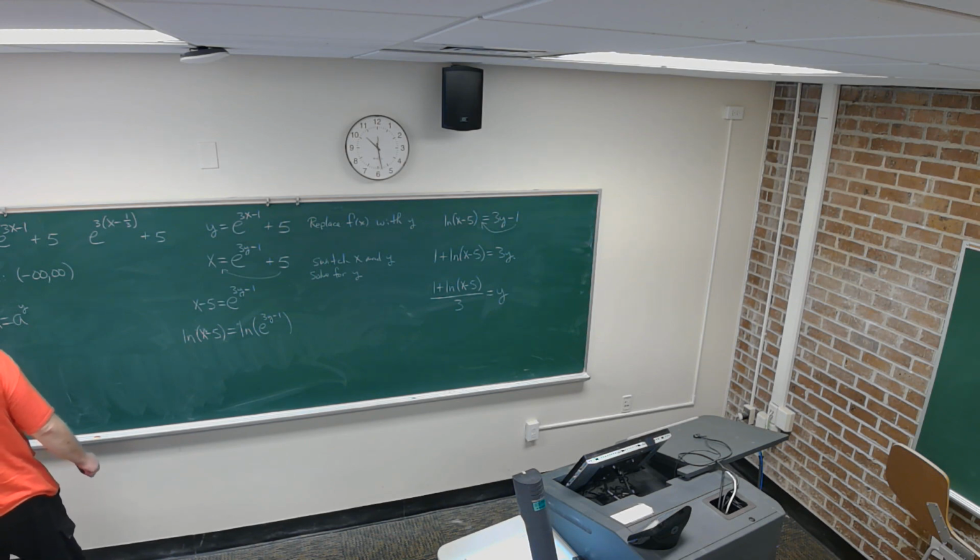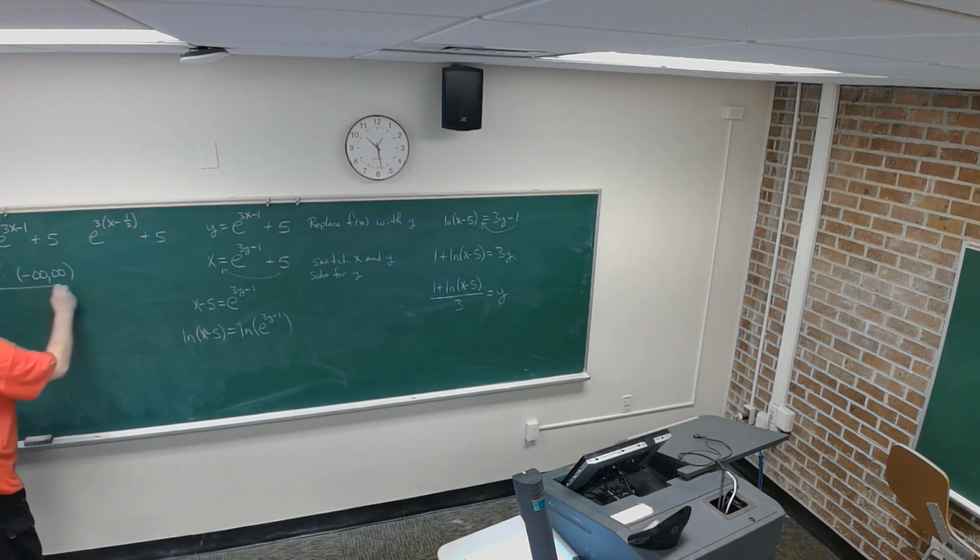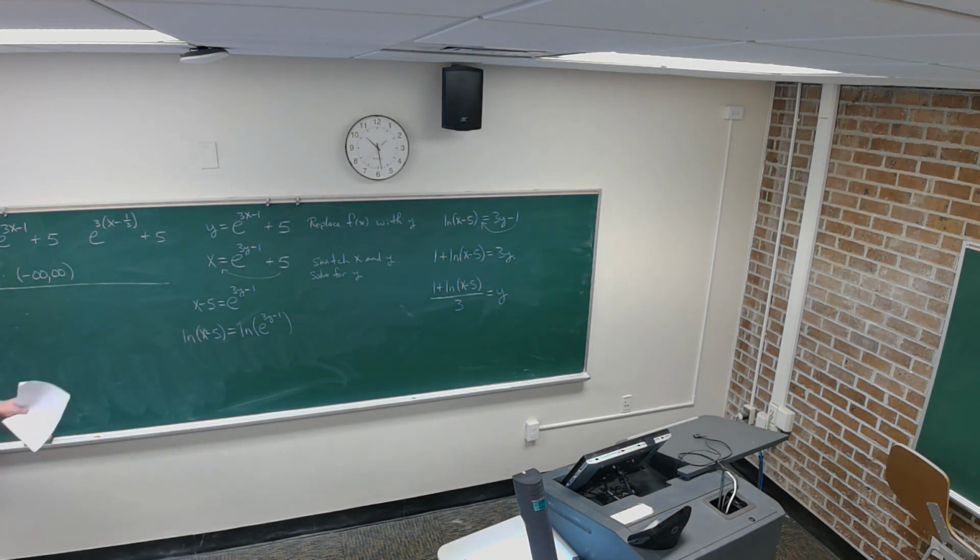And the last step is replace y with inverse function notation. So we switch the two sides, and we have f inverse of x, that's the inverse function notation, is equal to 1 plus the natural log of x minus 5, over 3.